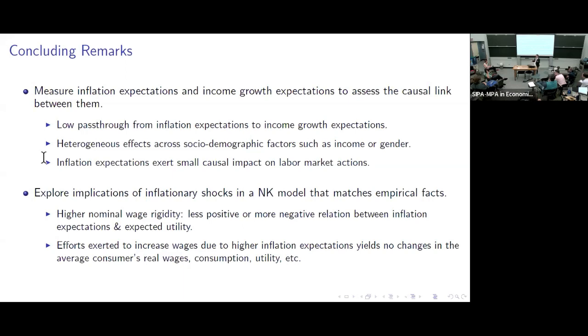I don't have a clear answer if things would look different if we were to think about current perceived inflation, but it's certainly an interesting thing to look at.